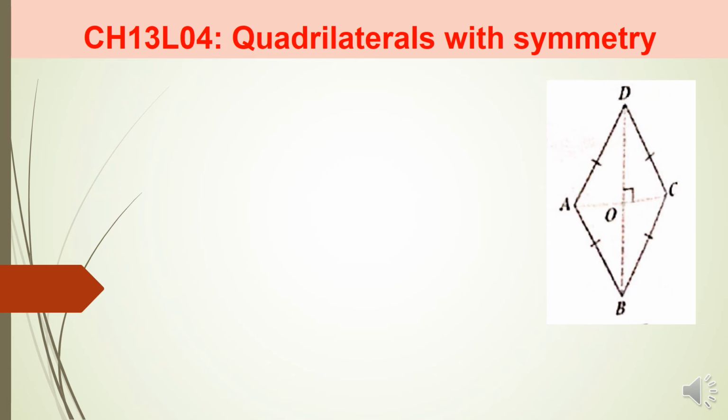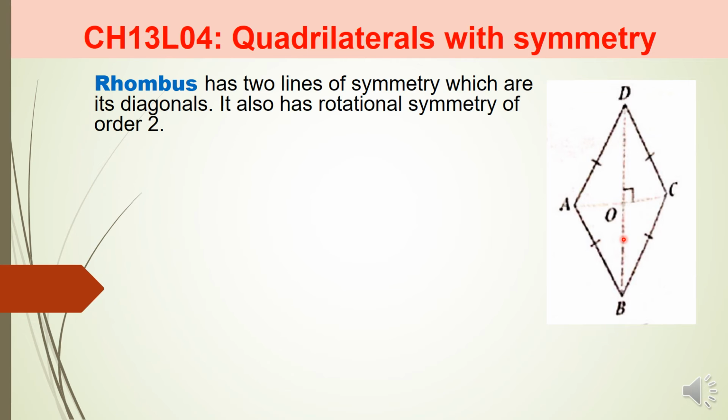And next, please guess the shape. It is what? Let's see, all the sides are equal, and the diagonals are perpendicular. Yeah. So we say rhombus. So a rhombus has two lines of symmetry, which are its diagonals. So the diagonals are the lines of symmetry. Yeah. So it has two lines of symmetry. So the order of rotational symmetry is also 2.